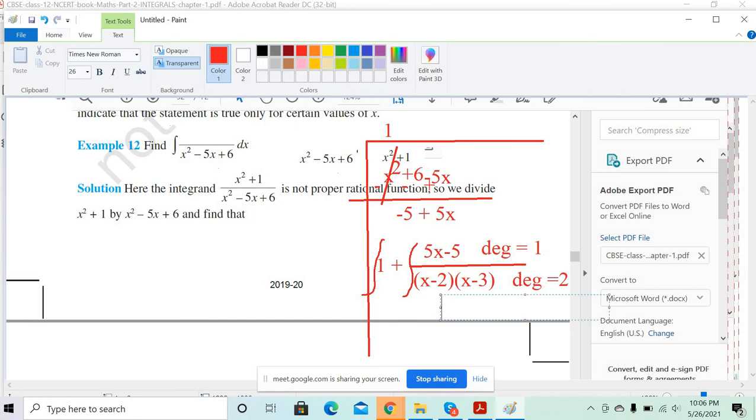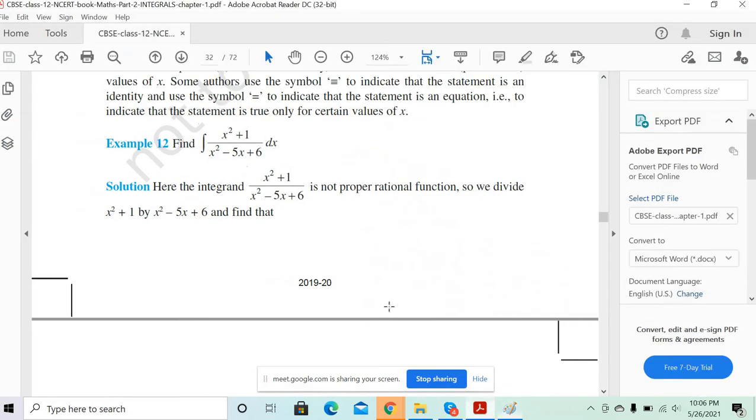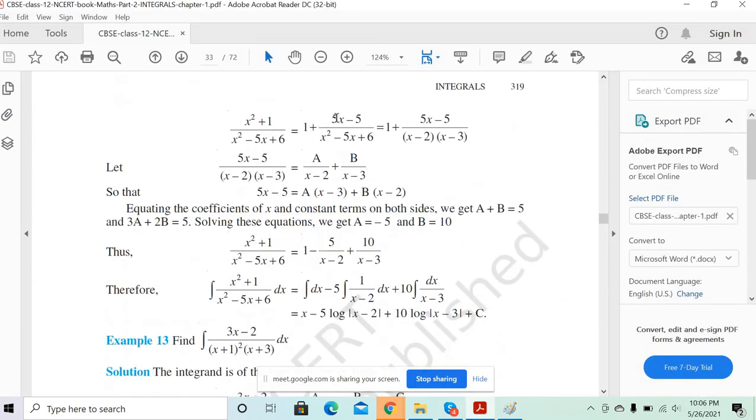Understood, Vijay? Okay, try it out now. The whole crux was that only. You need to divide it and put it in the form of a proper fraction, so that that term we can integrate separately, and this fraction we can integrate separately. Understood? So now you should get this part like this.